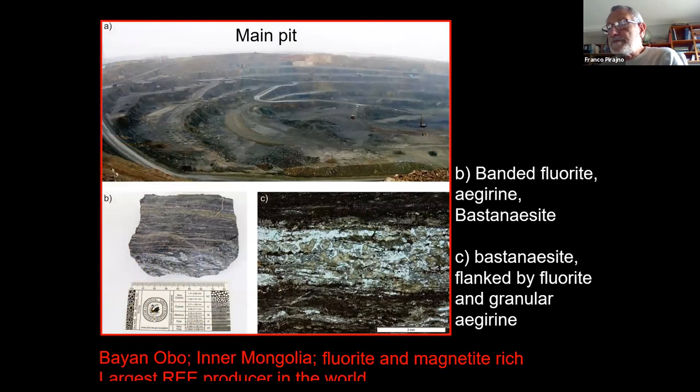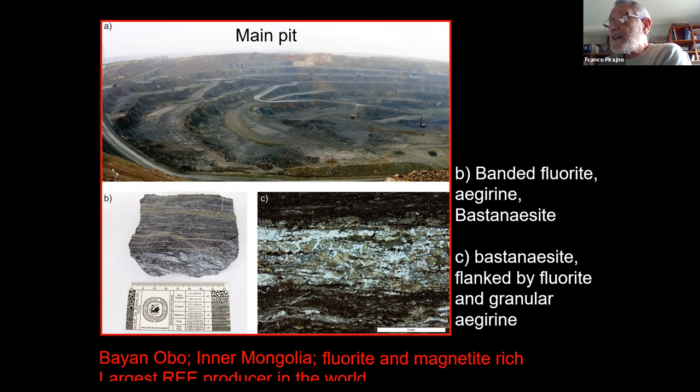Let's go to Bayan Obo, a big one, the largest in the world, I think. Bayan Obo has banded fluorite, bastnäsite. It's in Mongolia, with fluorite and magnetite. The interesting thing is that it's the largest rare earth producer in the world.